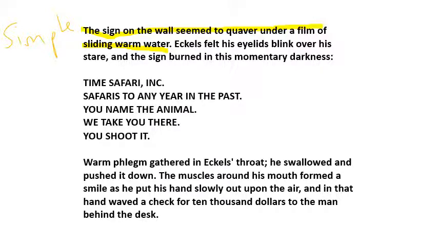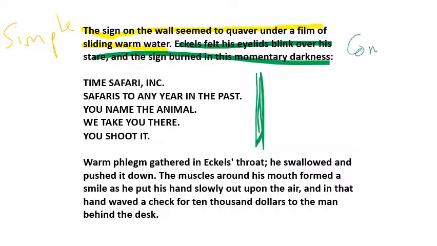And the next sentence, you can see, is what we would call a compound sentence, where it has a joining word. So Eccles felt his eyelids blink over his stare, and the sign burned in his momentary darkness. And then the sentence continues to read out the sign for us. So we have a combination of simple and compound sentences.